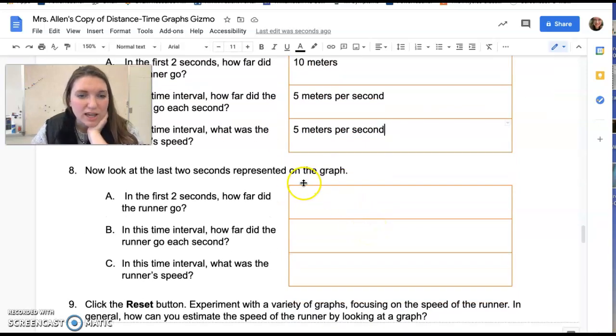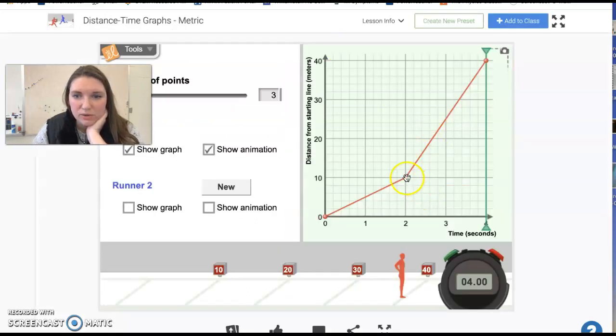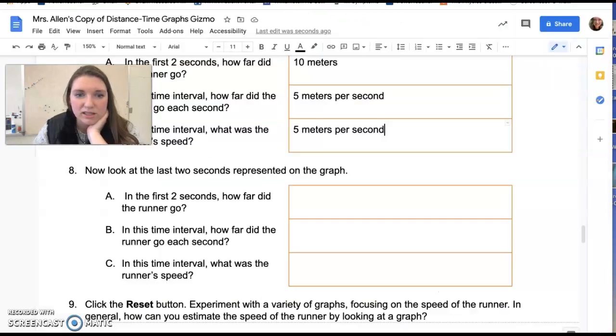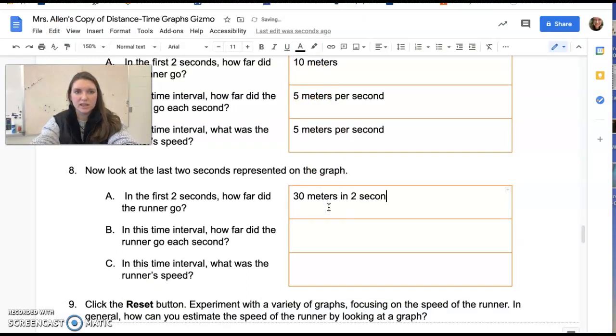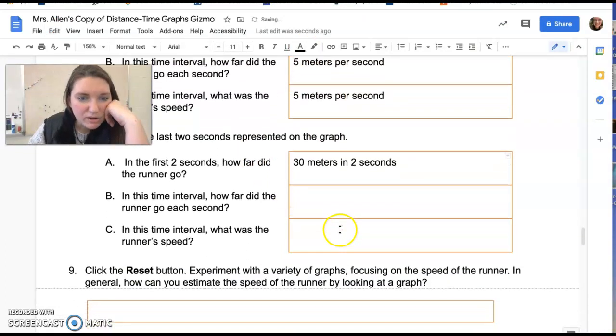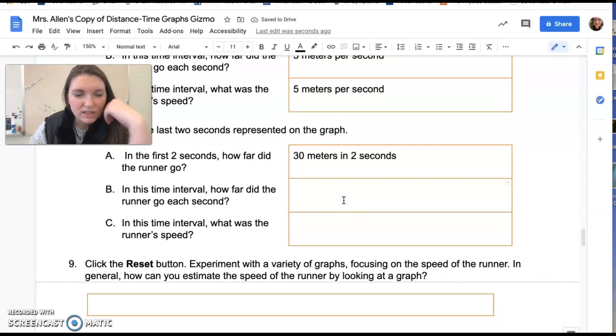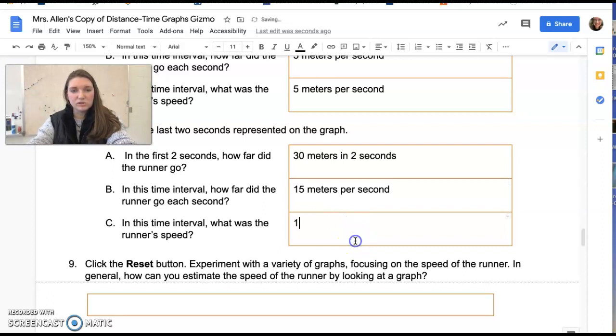Now we're going to look at the last 2 seconds. How far did the runner go? The runner went 30 meters in 2 seconds. How far did the runner go each second? That's going to be 15 meters per second, and that's also his speed.